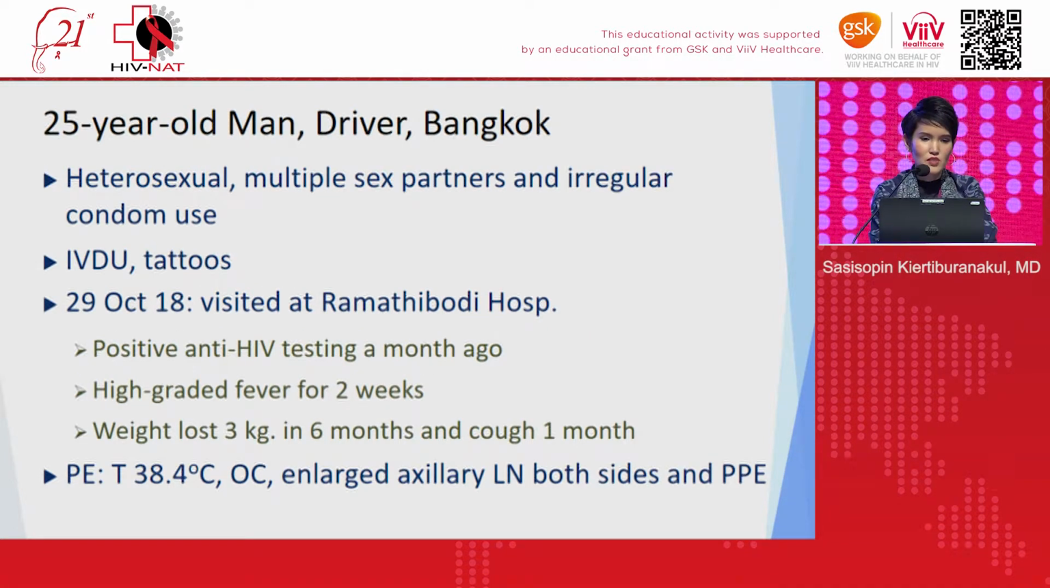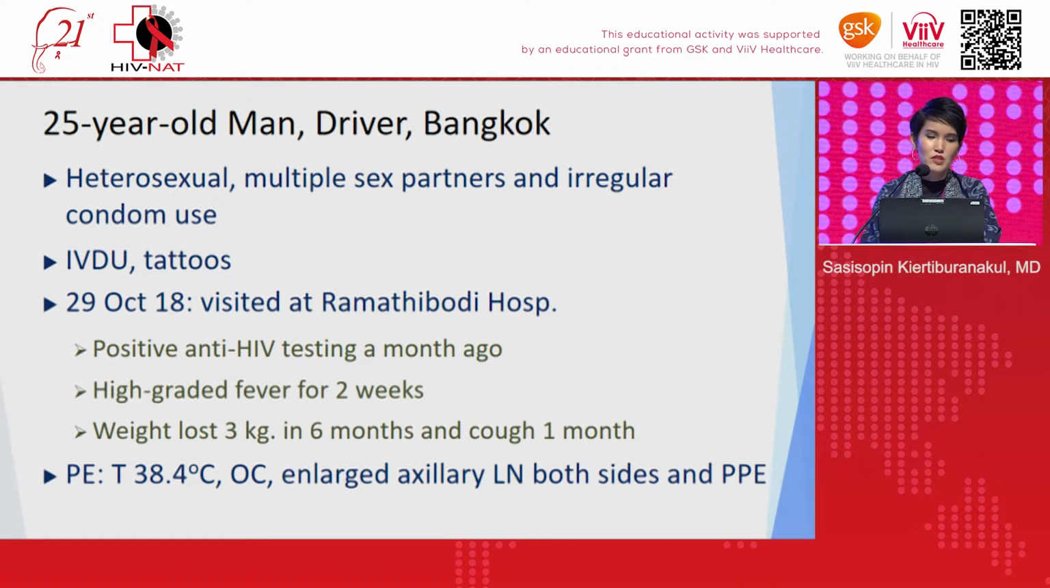He is a 25-year-old man. He is a driver working in Bangkok. He is heterosexual. He also has multiple sex partners and regular condom use. He is also an intravenous drug user and has tattoos. The first visit at Ramathibodi Hospital was on the 29th of October. He presented because he had a positive anti-HIV test from a drug addiction clinic outside my hospital.